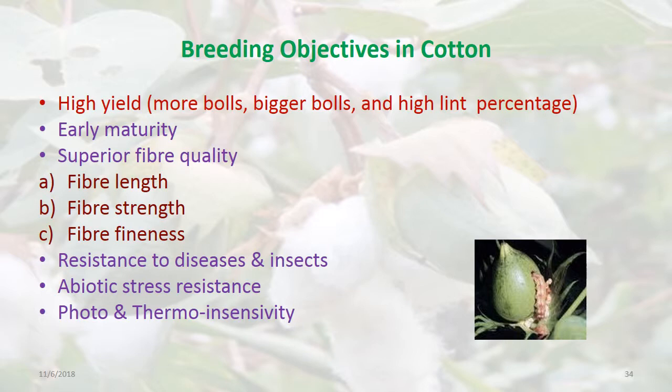Coming to breeding objectives of cotton, the primemost objective is high yield, that is more number of balls, bigger balls, high lint percentage or high oil percentage. Then early maturity, superior fiber quality in terms of fiber length, fiber strength and fiber fineness. Resistant to diseases and insects, that is abiotic and biotic stress, then photo and thermo insensitivity.